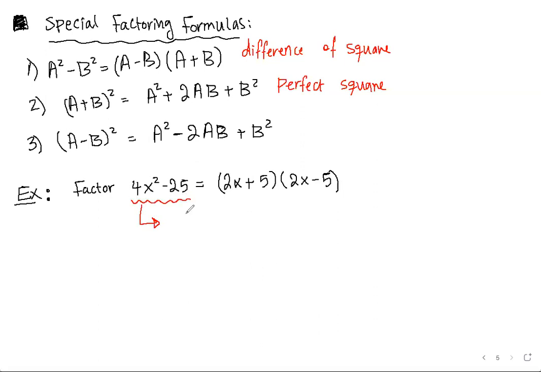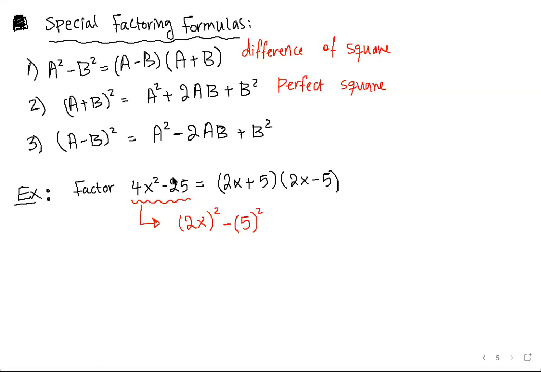This here actually looks like 2x to the power 2 minus 5 to the power 2. Look, 2x, all of this to the power 2, minus 5 squared. Why? Because 2 squared is 4, x squared is x squared, the minus is minus here, 5 squared is 25. Now look into the special factoring formula, the difference of square: a squared minus b squared. It's exactly like this one.